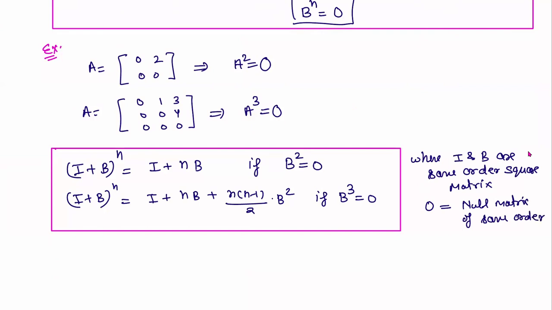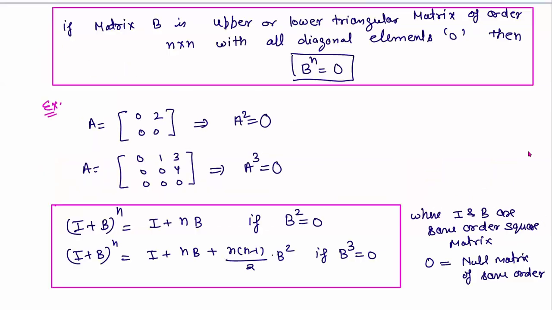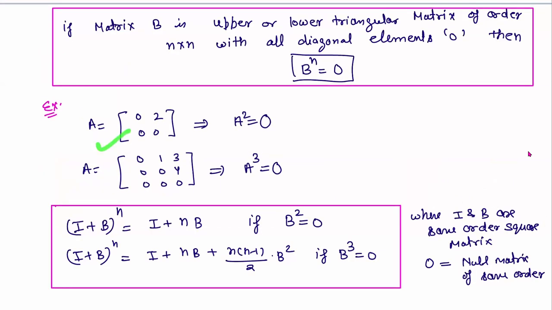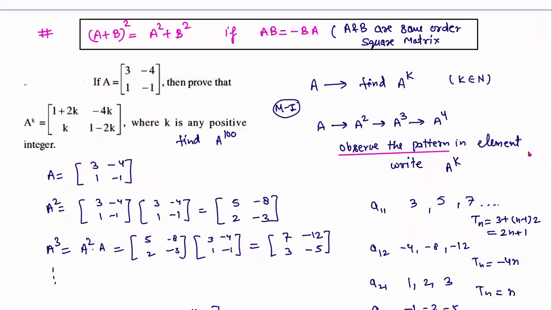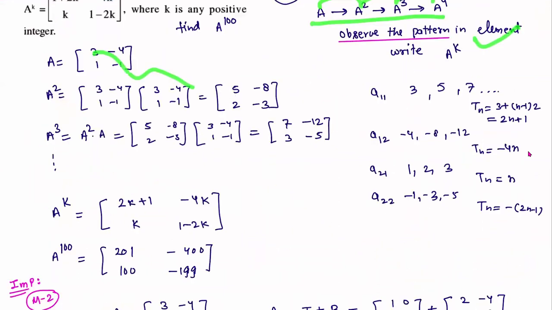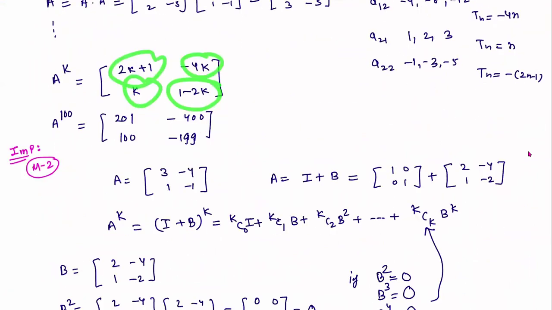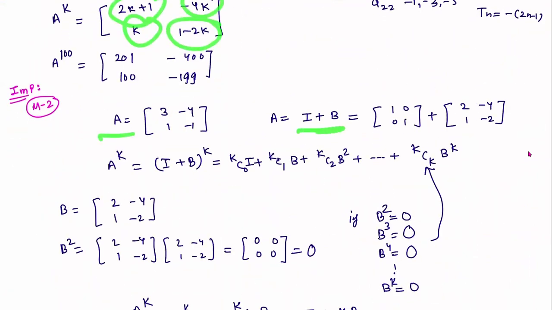Can we get that idea? This result we can write directly if we have a lower or upper triangular matrix with diagonal elements 0. So how do we solve A power n? We have two methods. Method 1: find A square, A cube, and observe the elements. Then we get a pattern, and in that pattern we write the kth element. Method 2: write the matrix A as I plus B, and find (I plus B) power K.